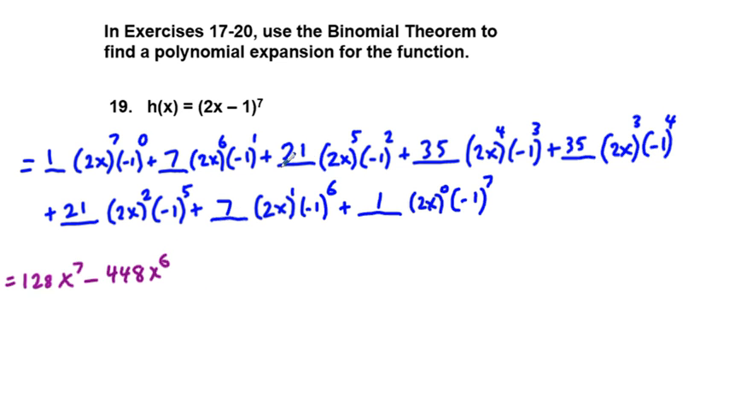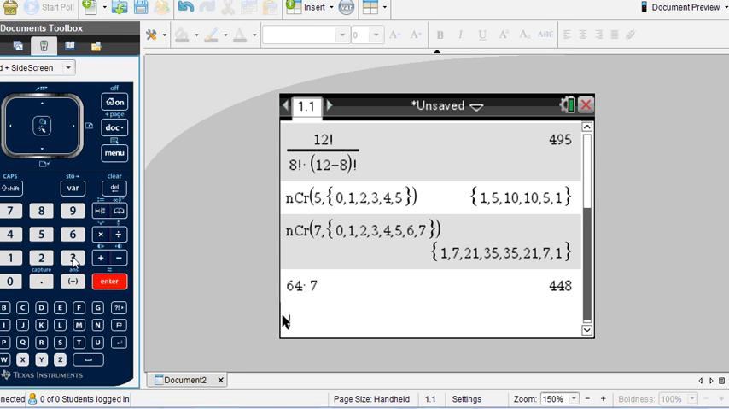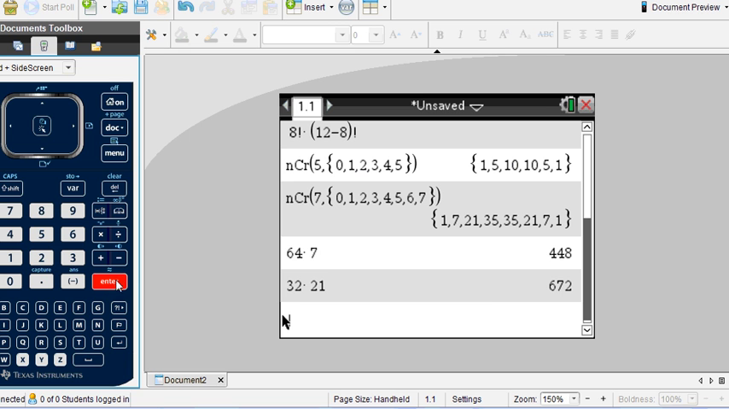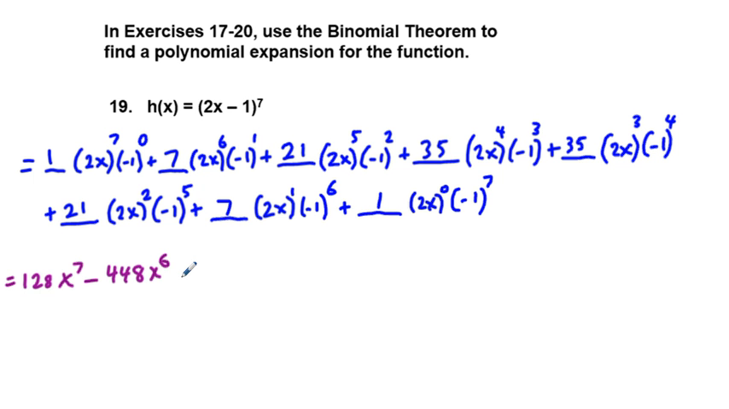And then our next one's going to be 2 to the fifth, which is going to be 32. This -1 squared is going to be +1. So we have 32 times 21. So going to the calculator, we have 32 times 21. We get 672. So going back here, we have plus 672 x to the fifth.